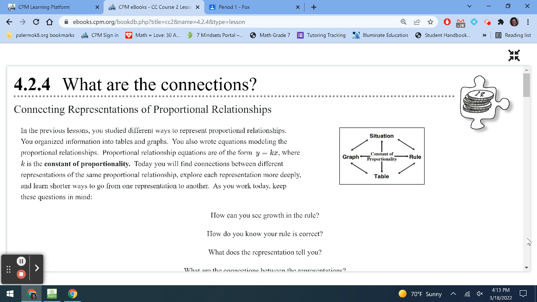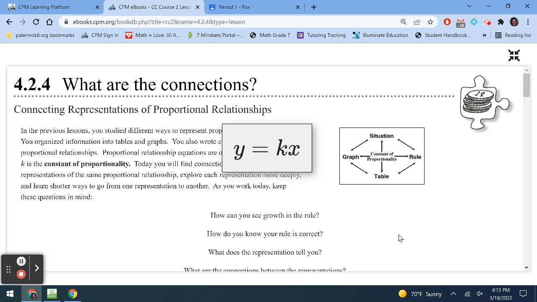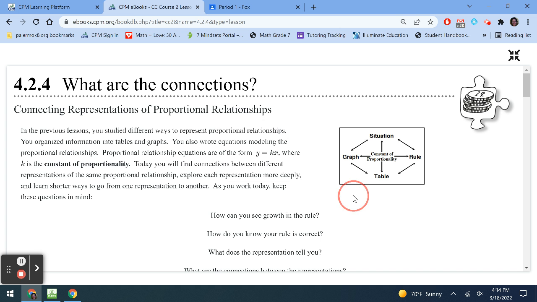Proportional relationship equations are in the form of y is equal to k times x. You don't need to remember this part of it, but do know that you need to have the y is equal to your constant of proportionality times x. That's what it's talking about right here, the constant of proportionality.